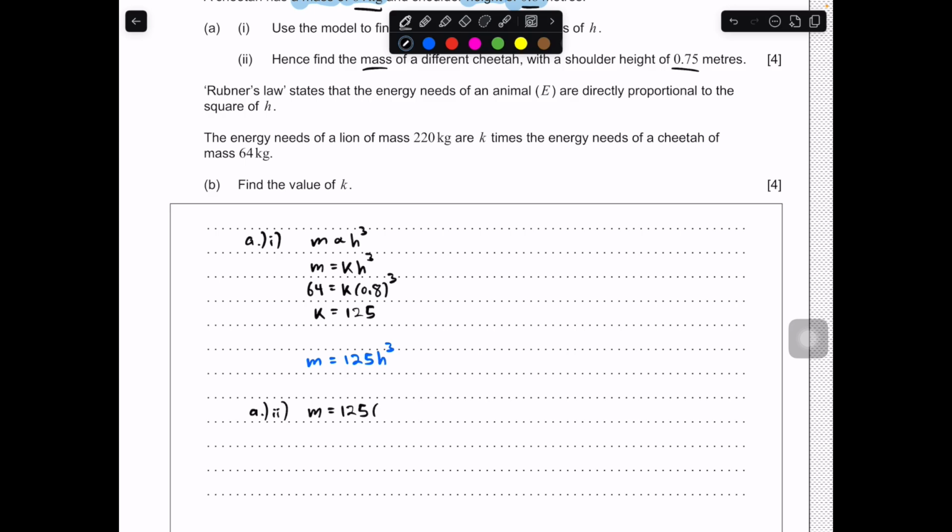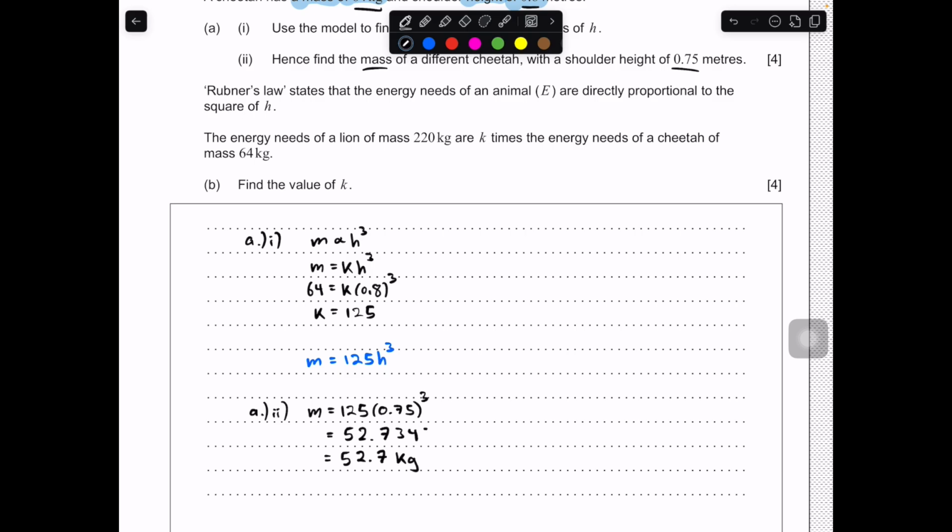125. This cheetah is 0.75 meters high, I guess from its shoulder height. We want to cube that value, and then let's go ahead and find out the mass. Again, I'm going to work it out on my calculator that I have here. 0.75 cubed times 125. This gives us a value of 52.734, and so on. Let's go to 3 significant figures and say 52.7 kilograms.